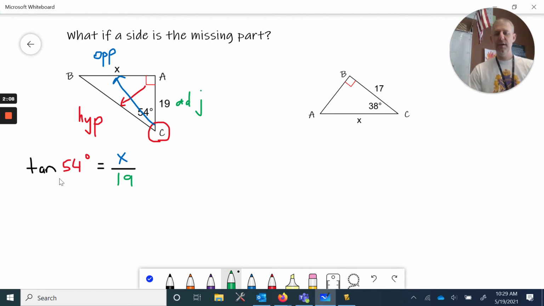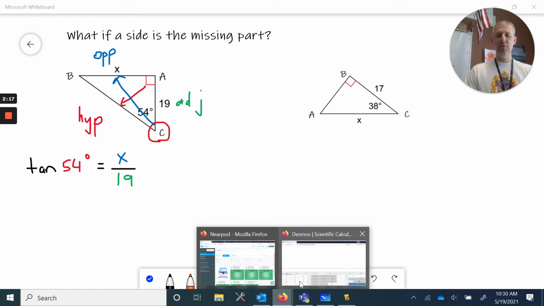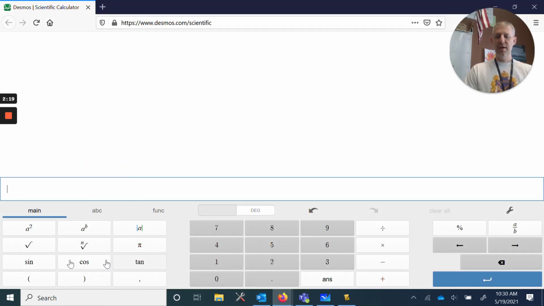All right, so now let's go through the solving process, which really is all just some algebra. My calculator will tell me what tangent of 54 is, so I'm going to switch over to my calculator and use tangent 54. I'm not using inverse tangent or arctangent here because I know the angle, so I'll just use regular tangent. I use the inverse if I don't know the angle. That gives me this decimal, 1.376, and it goes on for a while.